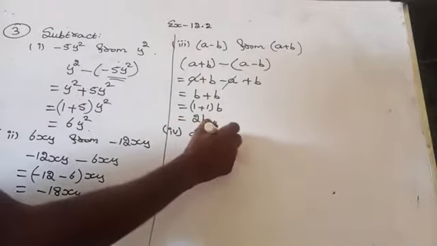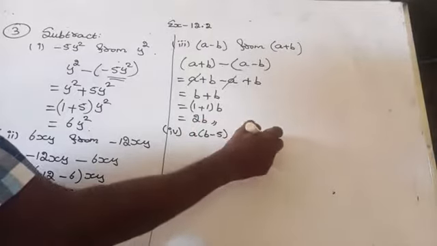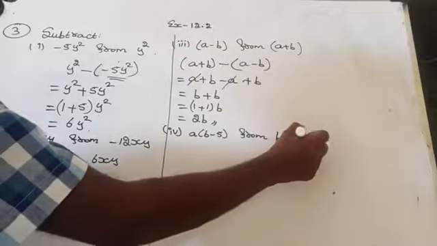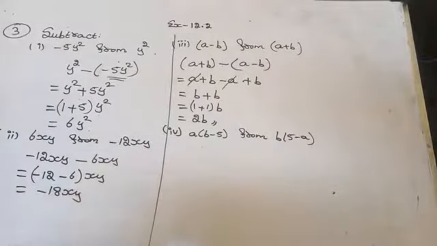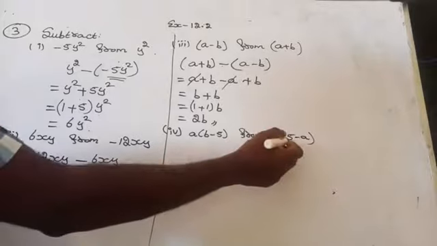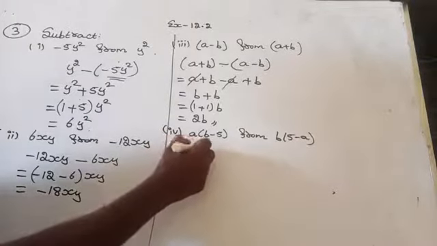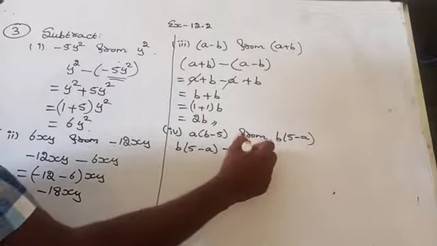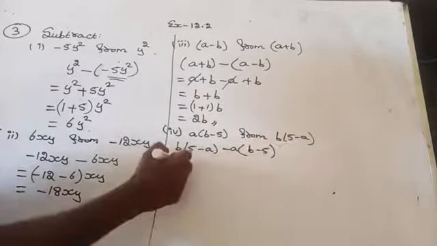Now look at the fourth part of this question. It's given: subtract a into b minus 5 from b into 5 minus a. Now what will you do first? From this it will come first, that is b into 5 minus a, minus of a into b minus 5.